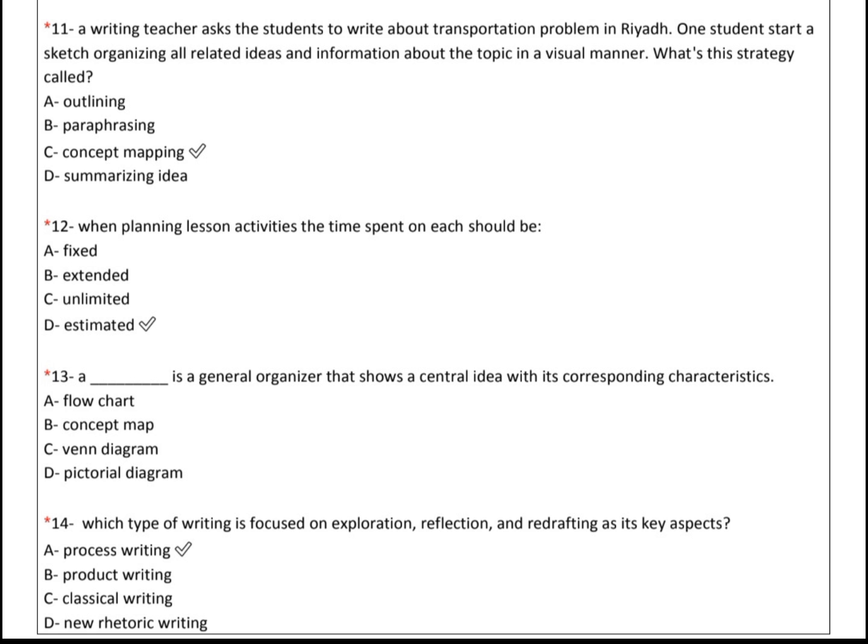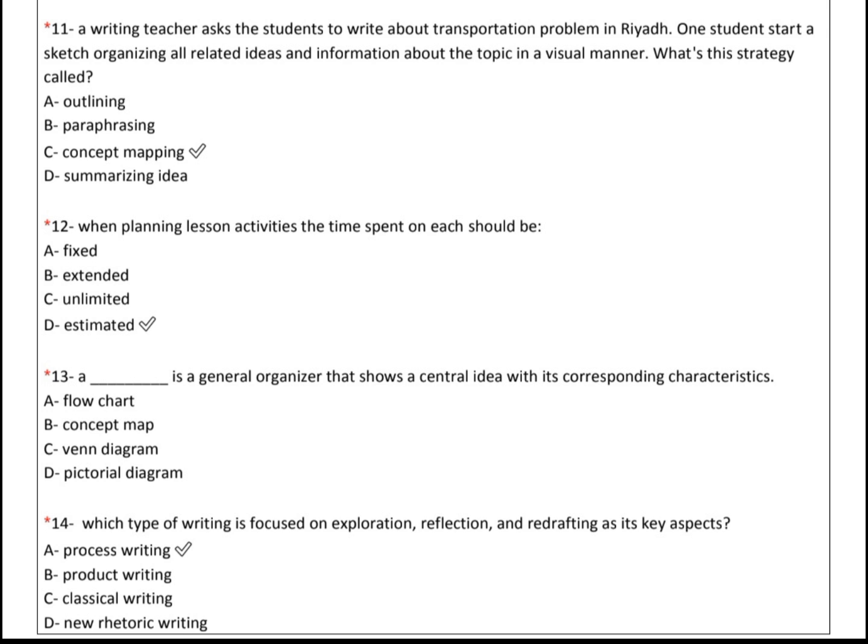11. A writing teacher asks the students to write about transportation problems in Riyadh. One student starts a sketch organizing all related ideas and information about the topic in a visual manner. What's this strategy called? A. Outlining. B. Paraphrasing. C. Concept mapping. D. Summarizing ideas.